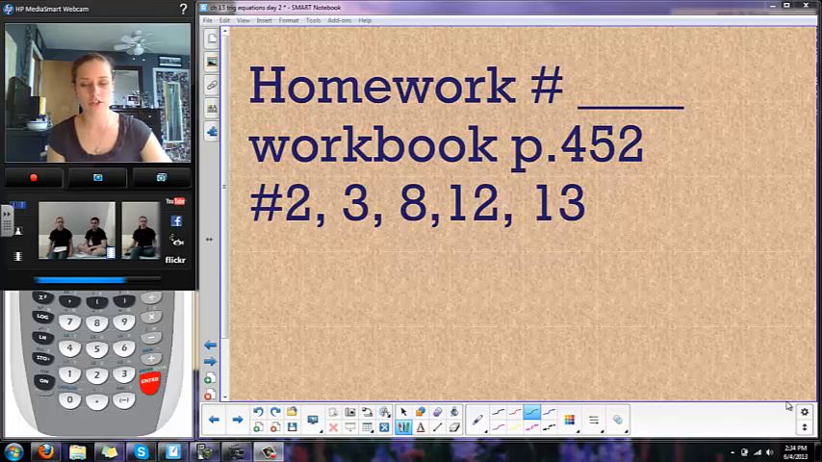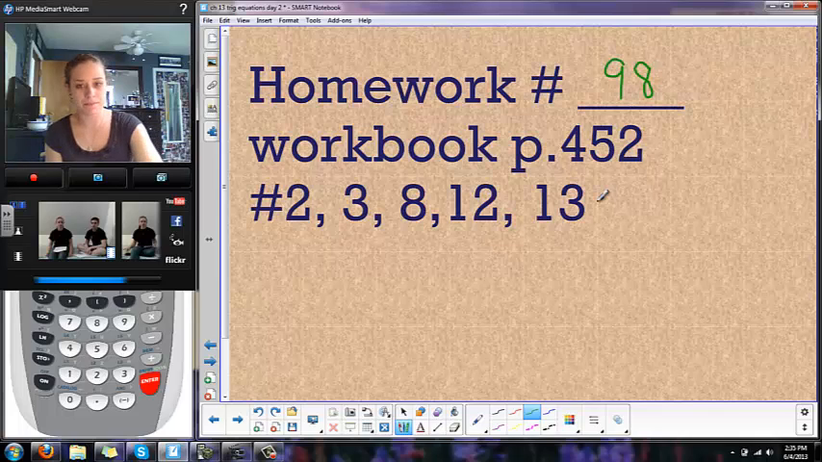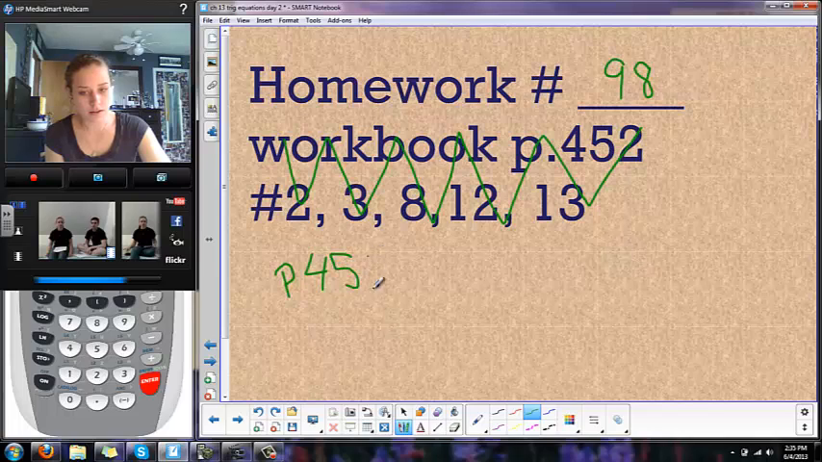Okay, so that was the last question that we had to do in this section. And this is homework number 98. Now, if you look on your blue sheet that I printed out for you, homework number 98 is something else. So Miss Tompkins must have just decided to change that question. So homework number 98 is in the workbook still, page 456, numbers 13, 17, and 19. Okay, so those are the 3 questions that you have to do for this assignment.